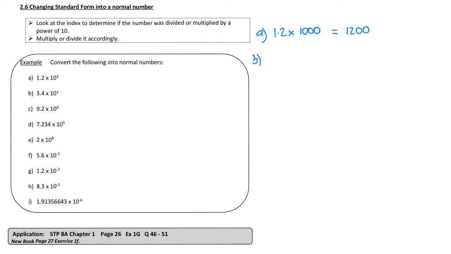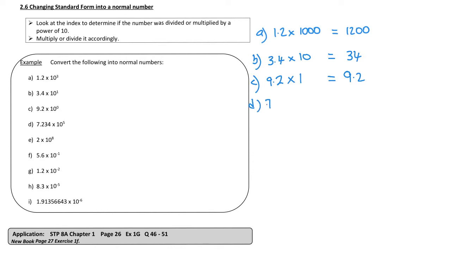Part B. It's 3.4 multiplied by 10 to the power of 1. Now 10 to the power of 1 is just 10. So 3.4 multiplied by 10 is 34. C. 9.2 times 10 to the power of 0. Now anything to the power of 0, remember, is 1. So it's just 9.2 multiplied by 1, which of course is 9.2.